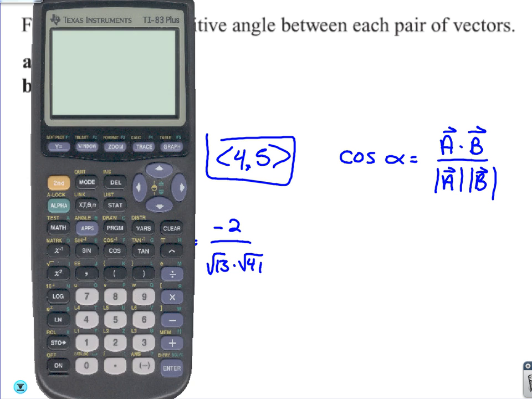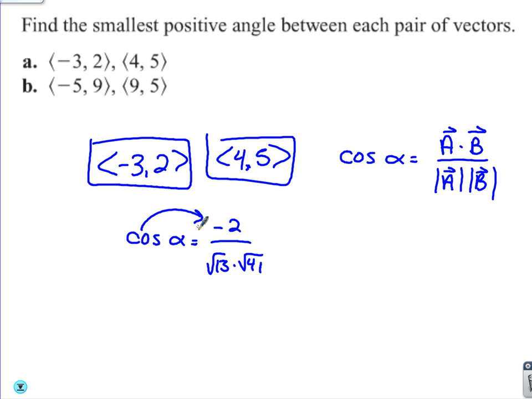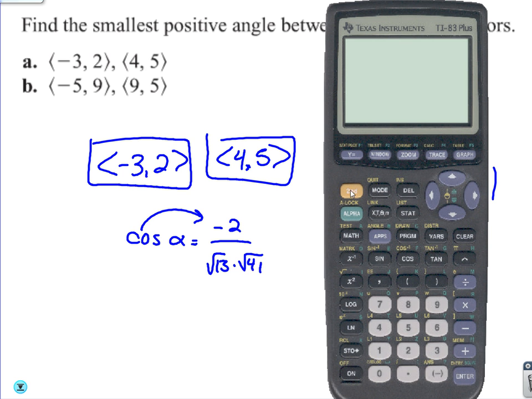To find our alpha, we're now moving the cosine over. So just type it straight in: the inverse cosine of -2 divided by the square root of 13 times the square root of 41. And since I wanted to divide by that whole thing, make sure you put that whole bottom in parentheses.